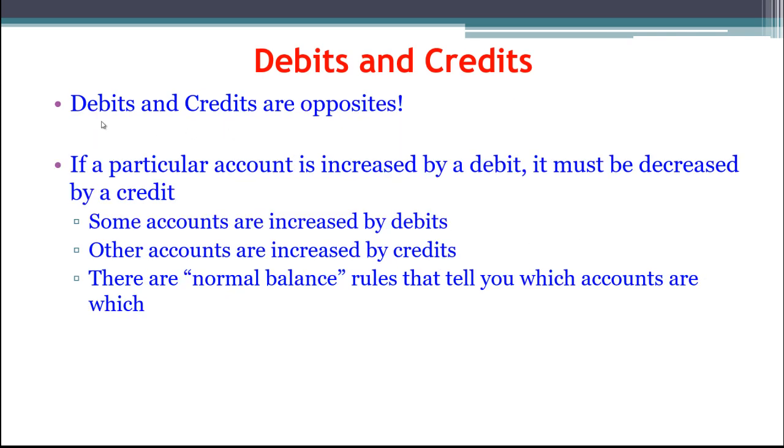And we just said that debits and credits are opposites. If a particular account is increased by a debit, it must be decreased by a credit. 3 accounts that we talked about are increased by debits. 3 accounts are increased by credits, and those are the normal balance rules that we talked about. Now, that's where we're going to stop for this part. We're going to come right back and do part 2 of this module 2, and we're going to start looking at some actual journal entries here.